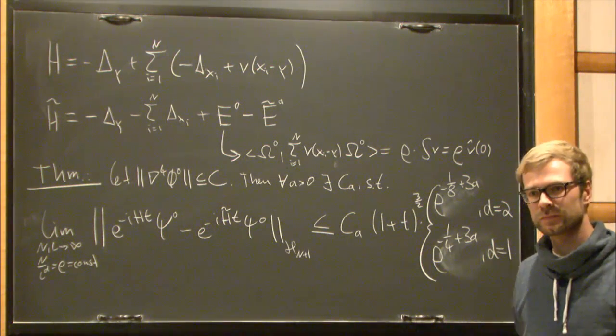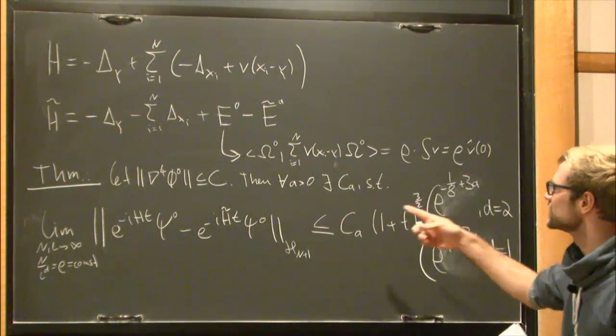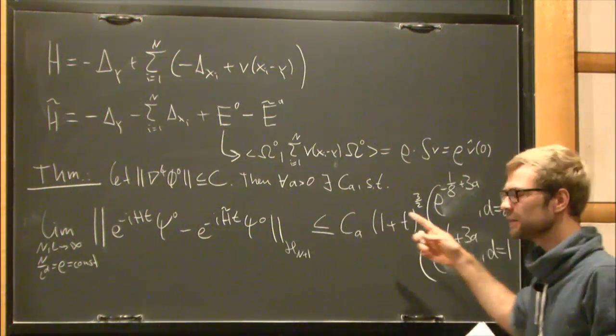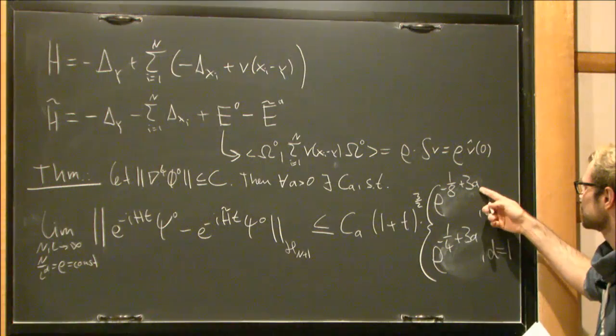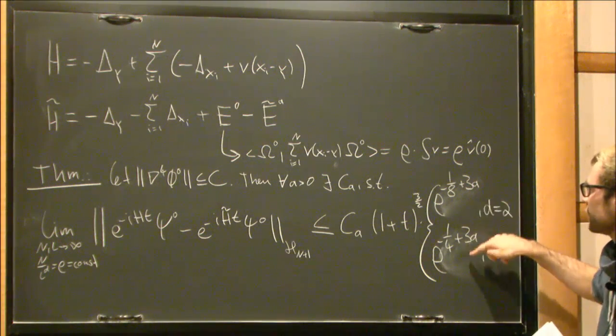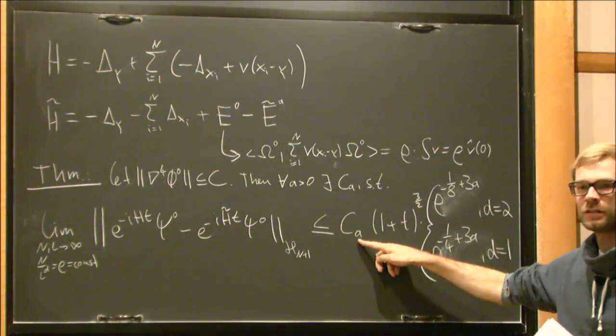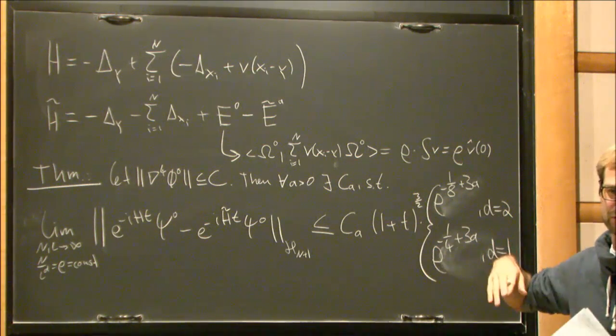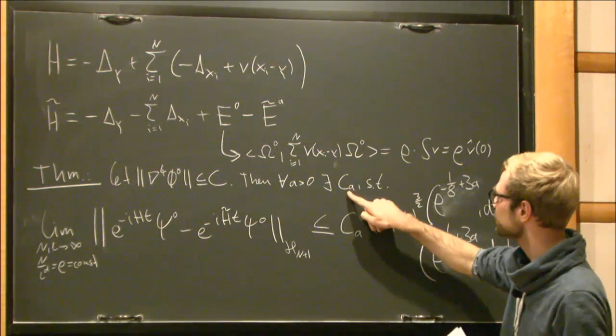Now you have this a here. What is this? This a is really just technical. Ideally I would like to let a go to 0, so I get the best possible bounds here, but then I have a constant here that depends on a that will blow up if a goes to 0. Okay, so sorry, that's a Ca.